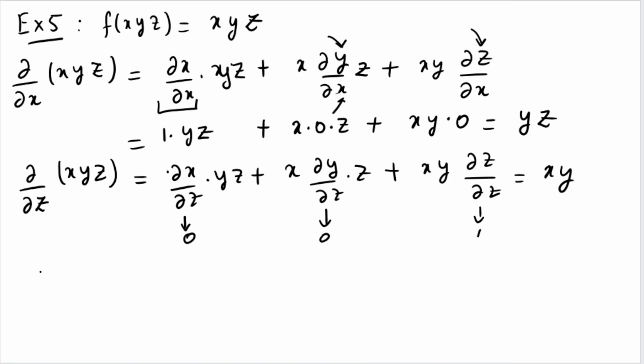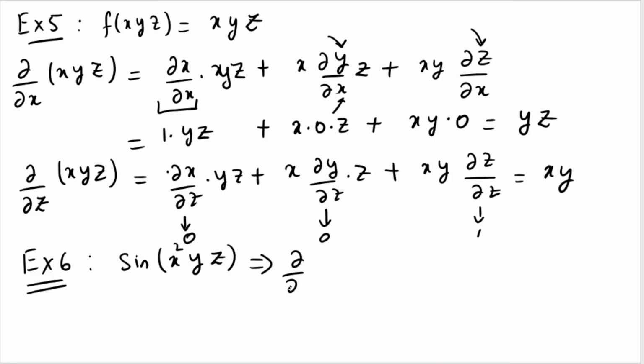Now let's look at a slightly more complicated example, that is a function of a function type of scenario. Let's say I have a function sine of x square yz. I want to take the partial derivative of this function with respect to x. So let's do that. This can be written as ∂/∂x of sine x square yz.